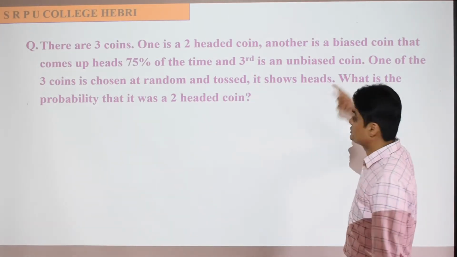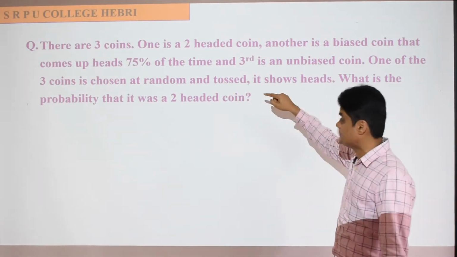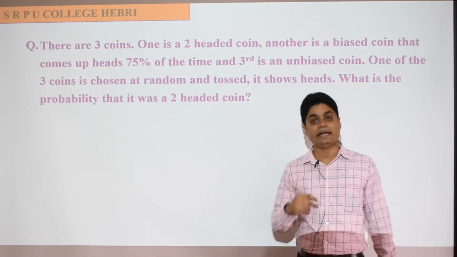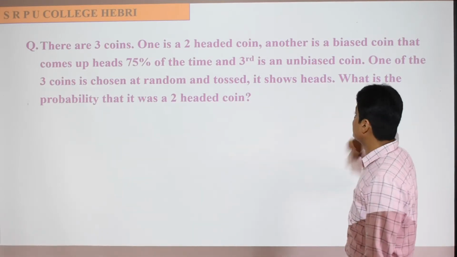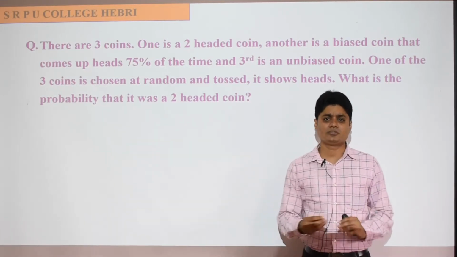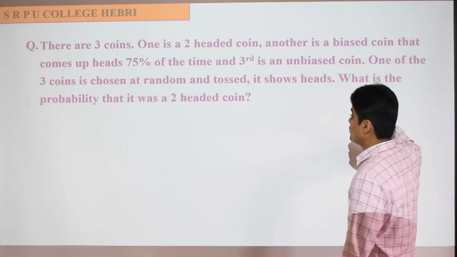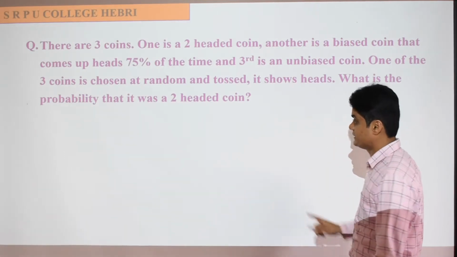Now what is given about that? In that biased coin, 75% of the time you will get a head. That is a 3/4 chance of getting head, and a 1/4 chance for tail. The third coin is an unbiased coin, with no change in the normal head-tail coin. One of the three coins is chosen at random, one coin at a time.